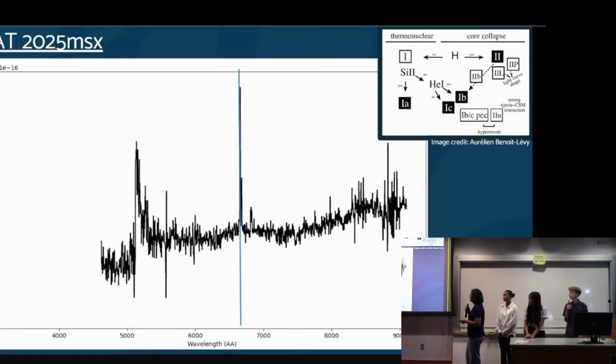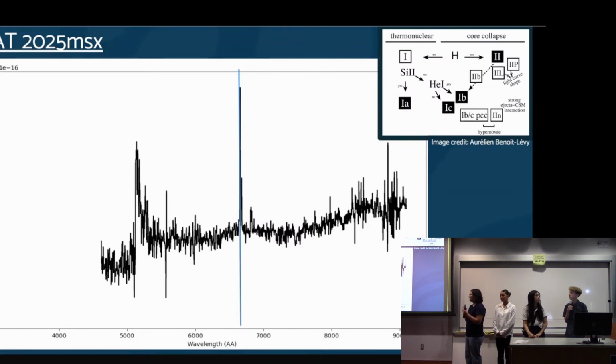This is, again, an unclassified one. And this one's really interesting because we see this really strong line of helium. Even taking the redshift into account here, it would still be pretty close to helium. But we don't think it's from a supernova because it's a really strong line of helium that we're seeing, but it's extremely narrow, which typically isn't emitted by supernovae.